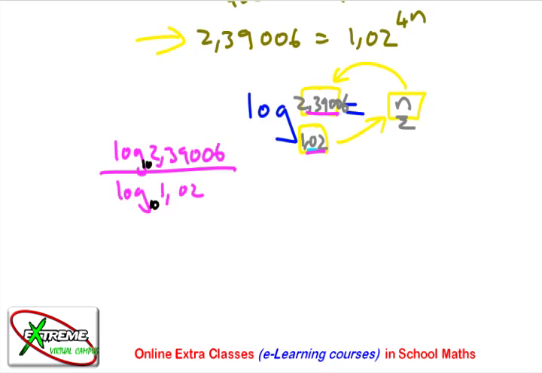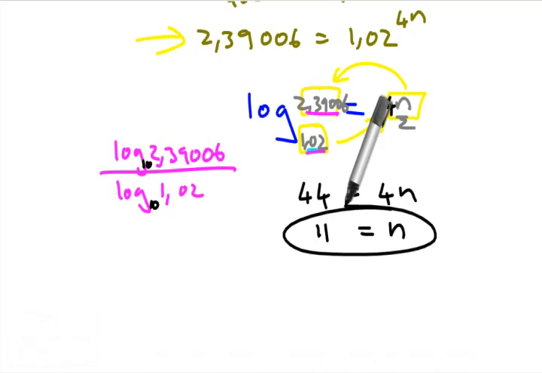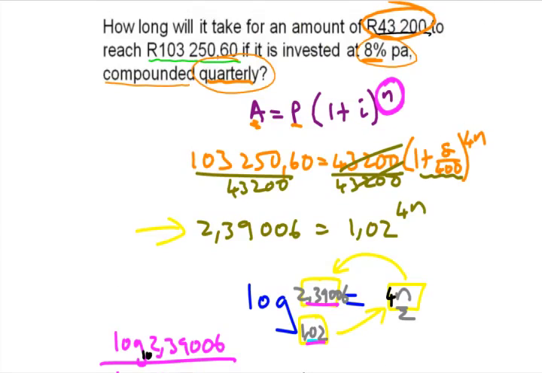But then it becomes a matter of typing into your calculator log 2,39006 divided by log 1,02, and what you'll find then as an answer is 44, which is equal to 4n, because remember that it is effectively still 4n. And then just divide both sides by 4 again, and you'll get n is 11, and there is the answer. It will take that investment of 43,200 rands 11 years to reach 103,250 rands and 60 cents if it is invested according to the criteria as specified.